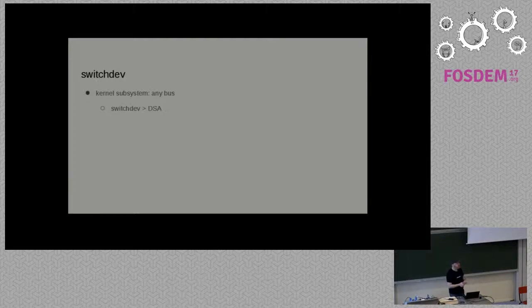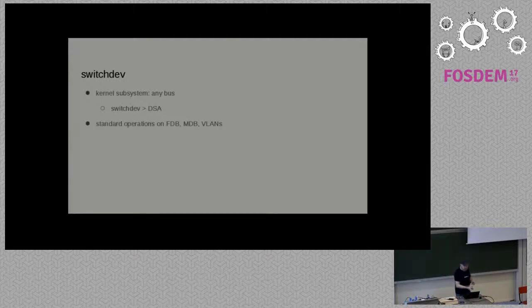If you want to do switching support for an MDIO connected switch, sorry, in the kernel right now, what you would do is you'd write a DSA driver, right? Because that's kind of the MDIO part of switchdev. You might see it that way right now. It's kind of the easiest way, right? But switchdev in general is super generic.